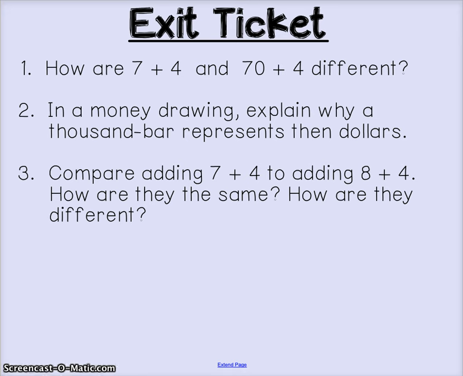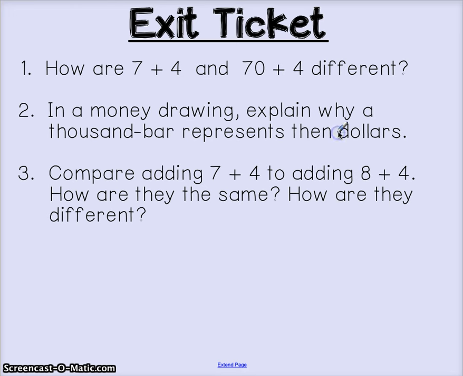Now friends, we do have an exit ticket for you. The first problem that we have, it says, how are 7 plus 4 and 70 plus 4 different? Number 2, in a money drawing, explain why 1,000 bar represents then dollars. $10, that's what $10. Sorry, friends.